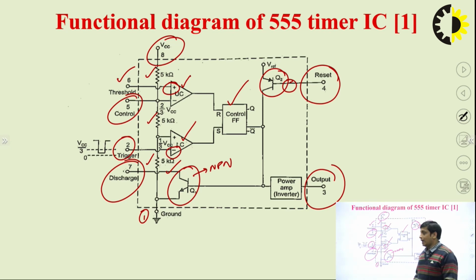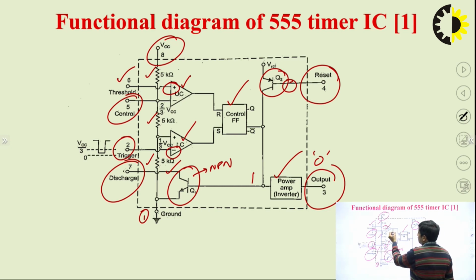Fine. And in 741 IC, there is also a power amplifier, that is basically the inverter, right? So if we apply 1 at the input of this power amplifier, we get the output 0. Fine. So now you can understand the working of this 555 timer circuitry. See, this upper comparator and lower comparator are in open loop, so obviously the output will be either logic 1 or logic 0. Fine.